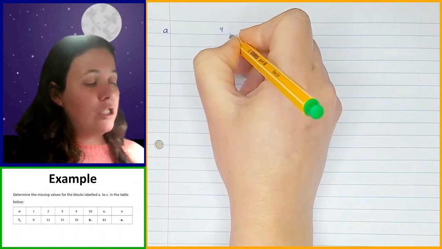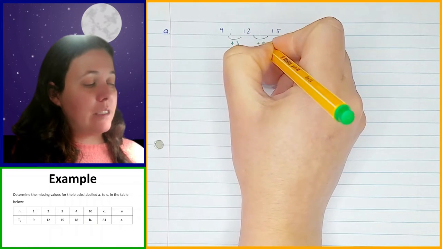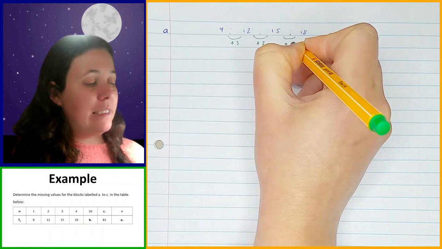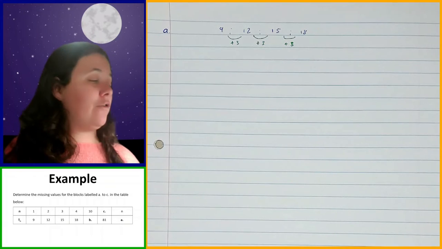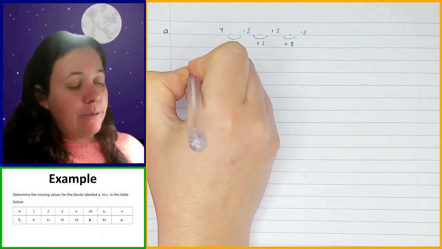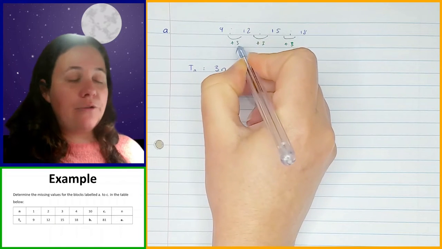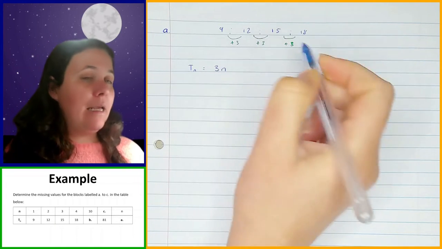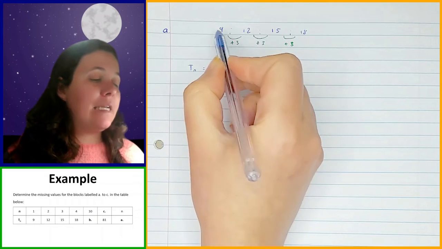To go from 9 to 12, I can plus 3. From 12 to 15, I can plus 3. And from 15 to 18, I can plus 3. So that is telling me that I've got a constant difference of positive 3. So my rule is going to be Tn equals 3n. I take that constant difference and I multiply that by n. So it's 3n, and then I need to see what I must do to get to 9.